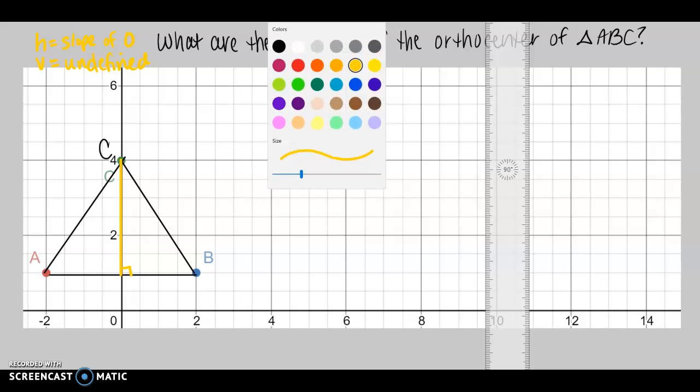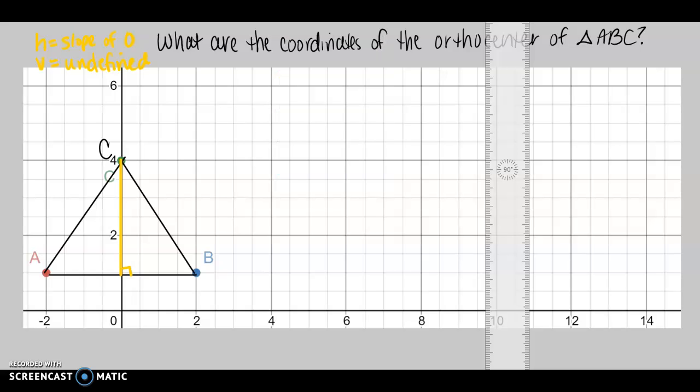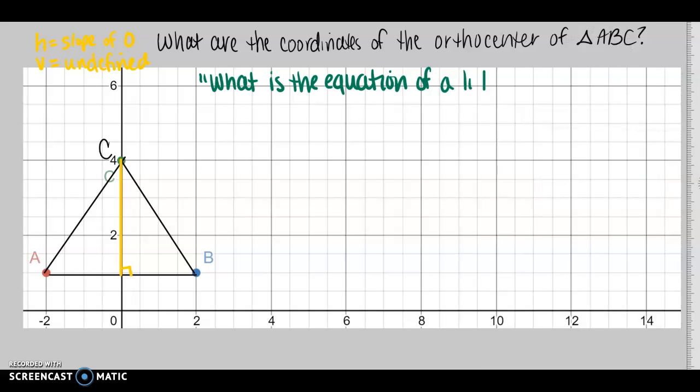So we have a couple things to consider here, right? And this becomes a problem that you already know how to solve. So think about a question like this: what is the equation of a line that passes through vertex A?